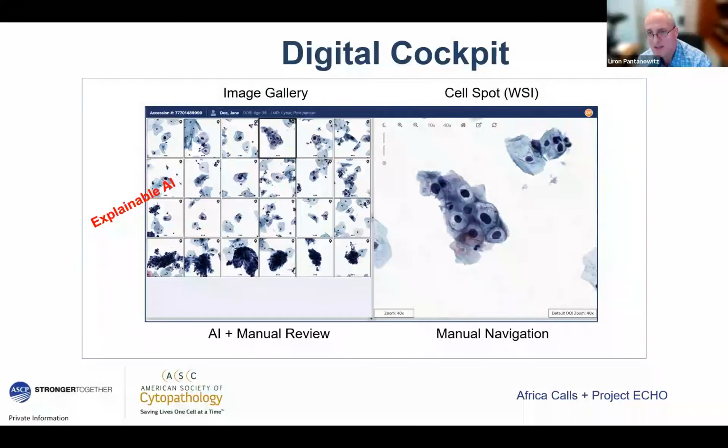And then on the right is the whole slide image, which is the cell spot. That's the circle of the ThinPrep. And you can go ahead and navigate any particular area. So you can see on the image on the left in the top row, we've clicked on one group of low-grade cells, which takes you to the exact sort of GPS location on the cell spot. And then you can navigate and see if it makes sense and look at the milieu in the background and see if you've missed trichomonas and so forth. And a lot of users tend to like this sort of presentation.